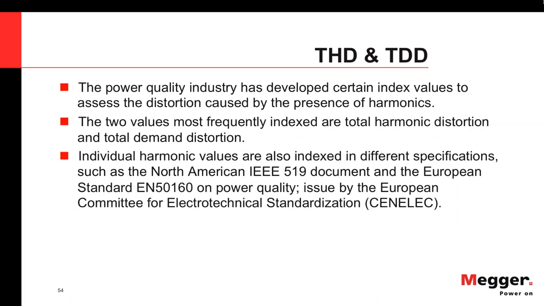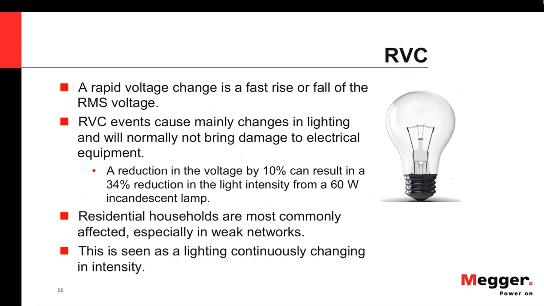There are also some utilities that actually have their own reference value they plug in for TDD values. And again, for THD and TDD, as well as your harmonics, it is recommended to go and get the IEEE 519, and this will have a tremendous amount of information in it, as well as their recommendations for your low and medium voltage systems.